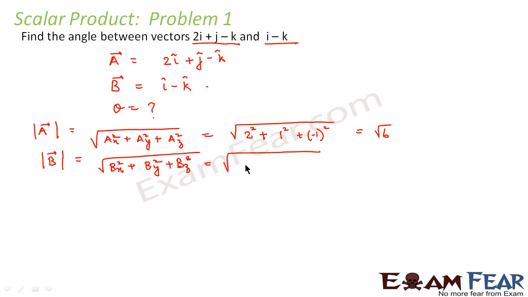So what is Bx in this case? 1. What is By? By is not there. J cap is not at all there, so it is 0. Bz is minus 1. So this is equal to root over 2.